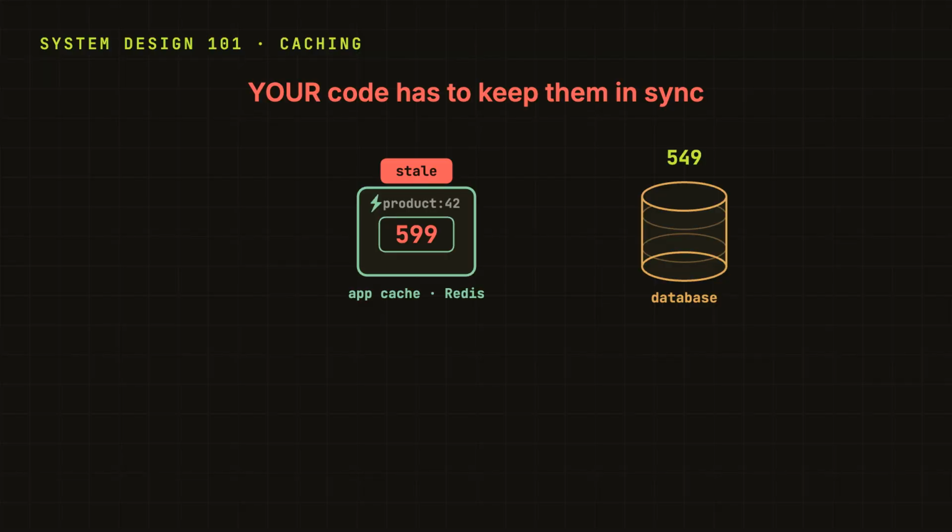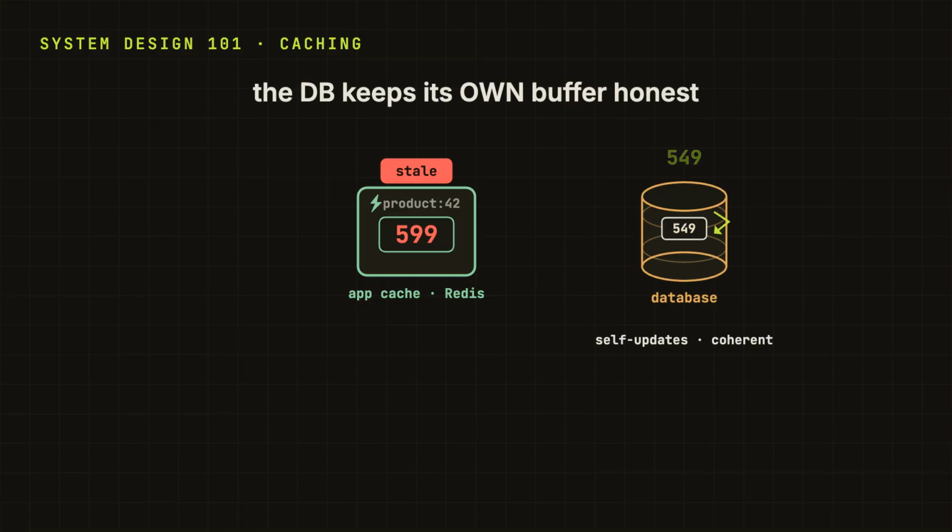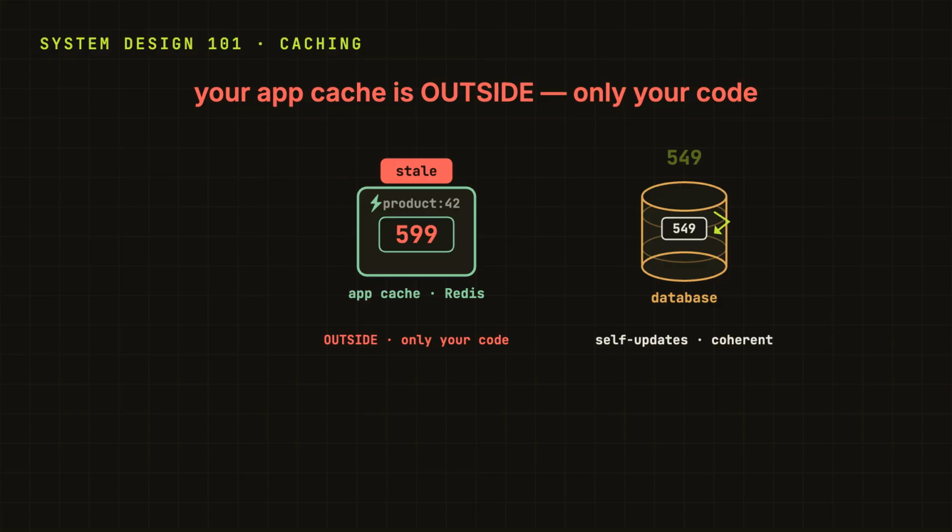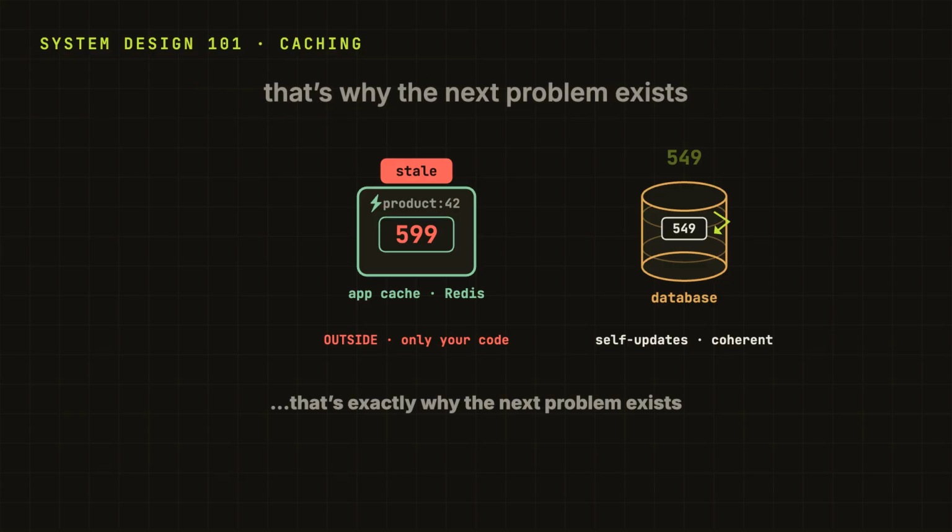One quick thing, because it is a common mix-up, the database itself keeps hot data in memory as well. But you do not have to worry about that one because the database manages it itself, keeping that inside copy in step with its own data. Your app cache is the opposite. It sits outside the database and nobody keeps it honest but your own code. And that is exactly why the next problem even exists.